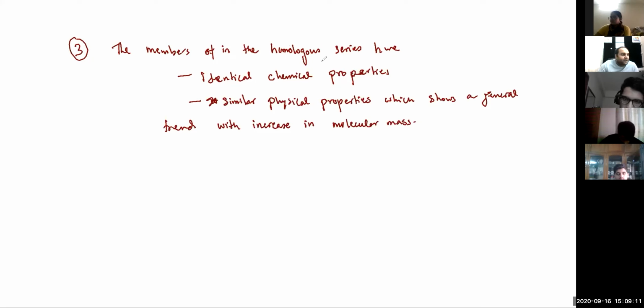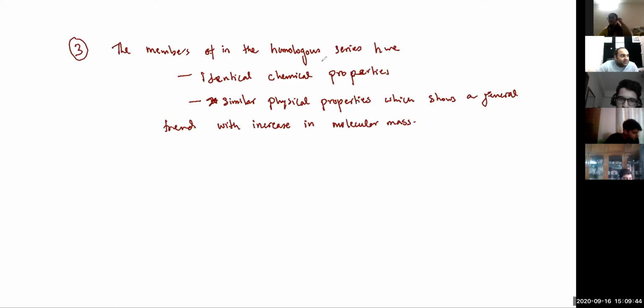Identical chemical properties means that all alkanes will have the same chemical reactions. All alkanes will have similar chemical reactions. All alkenes will have similar chemical reactions. But alkanes and alkenes will not have similar chemical properties. So only the members of the same homologous series will have identical chemical properties. It's going to be exactly the same.